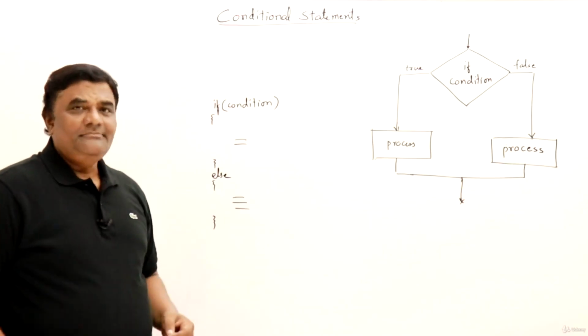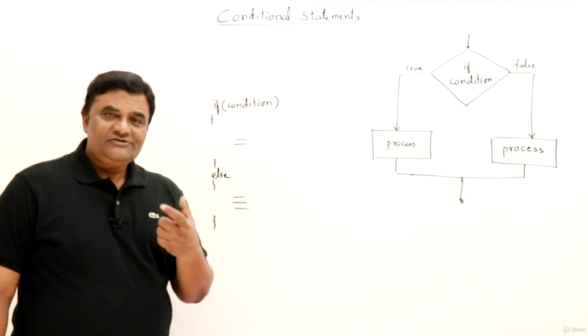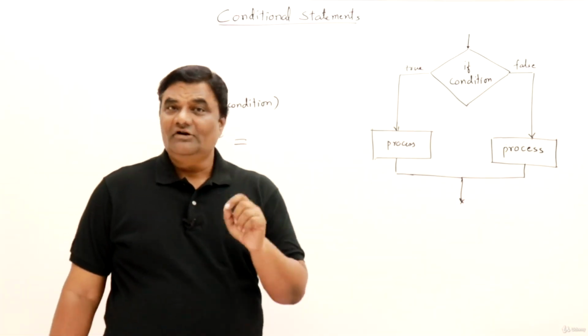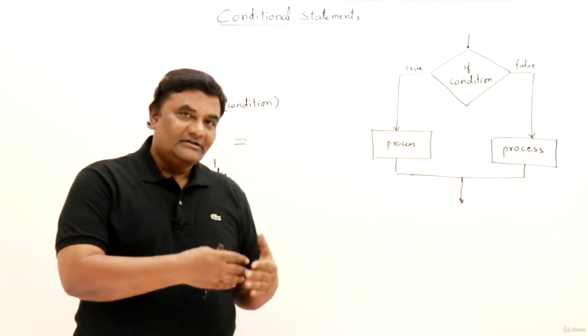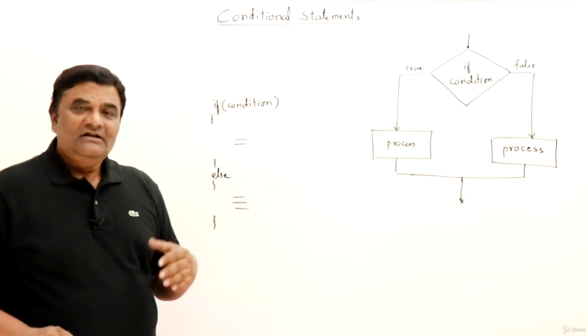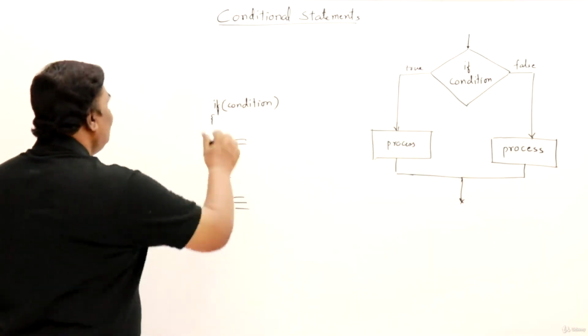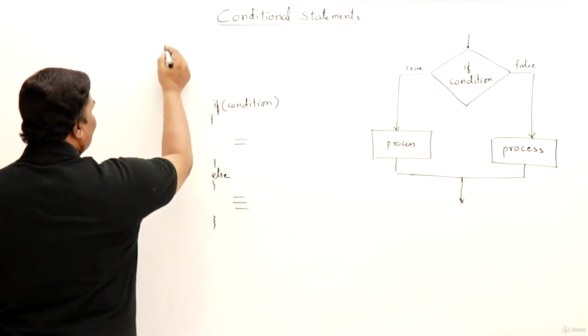Now let us take one example and I will convert this into a program. Like if a number is given, it should check whether the number is positive or negative. So if the number is greater than or equal to 0, it is positive. Otherwise, it is negative. So let me convert this into a program, a complete Java program.